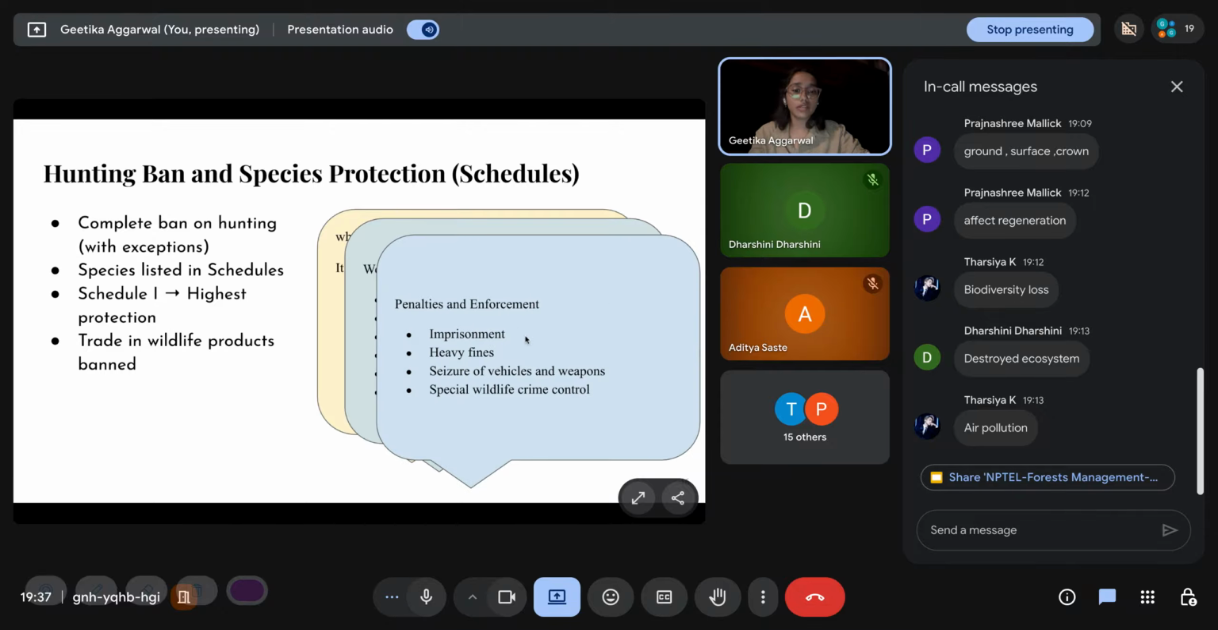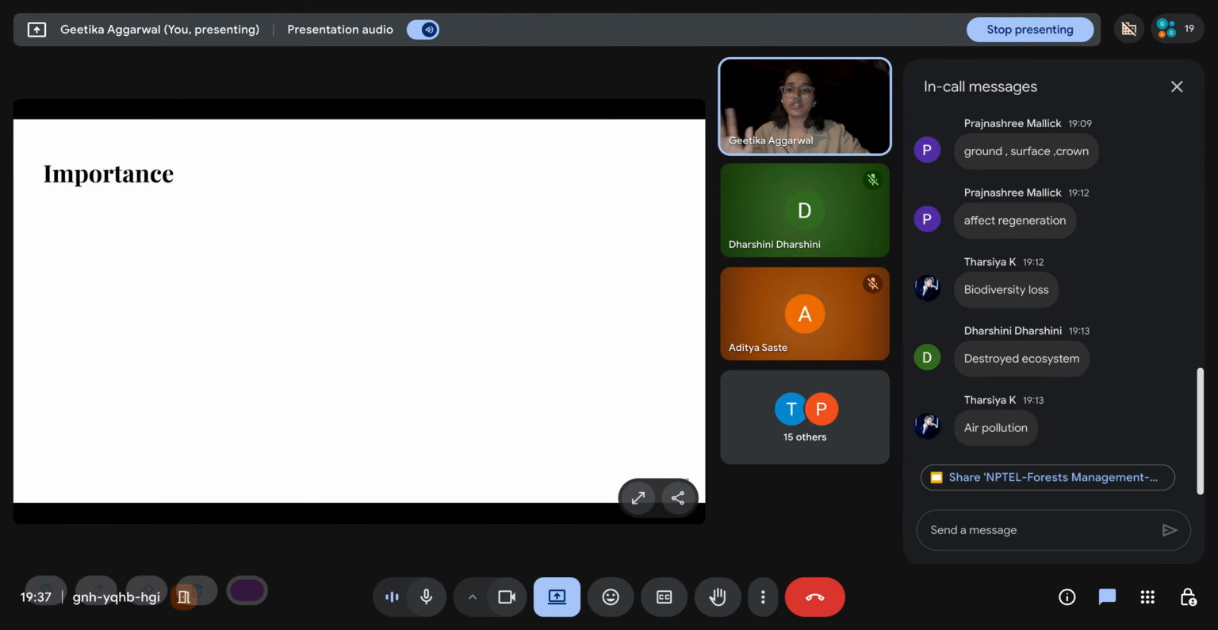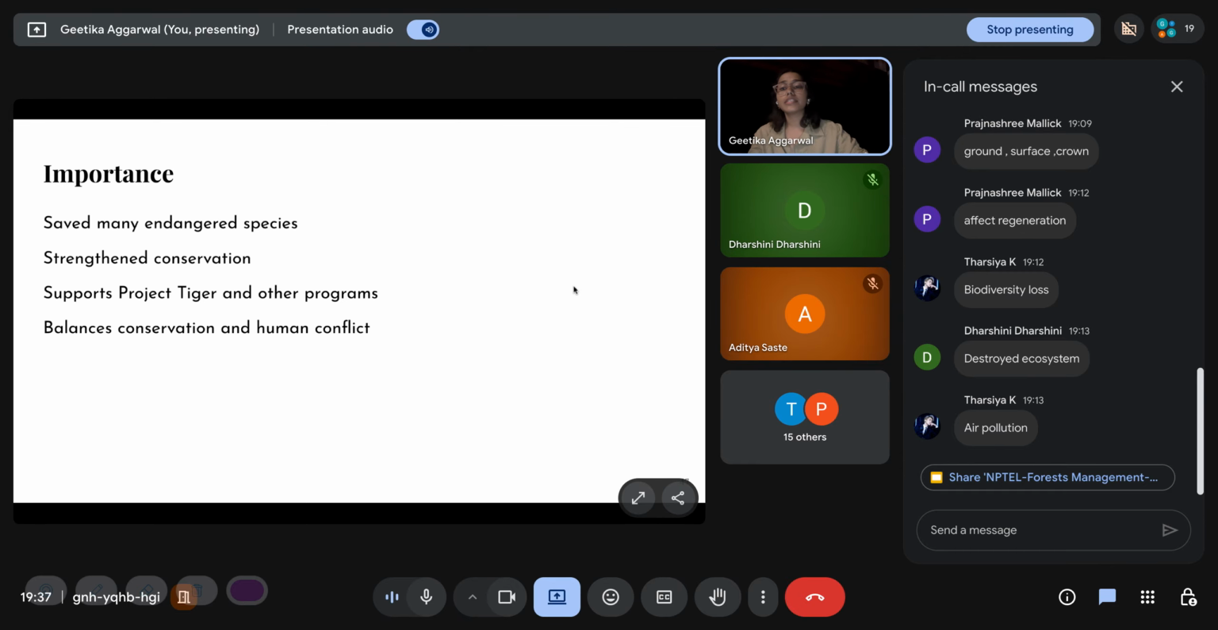You can either go to jail, you can be fined, or your vehicles and weapons will be seized, or there will be special wildlife crime control that can happen. And all of this can happen under the Wildlife Protection Act. So in the end, what is the importance of this particular act? Basically, it has helped save many endangered species which were being poached, probably by people for many reasons. So it has saved those species.